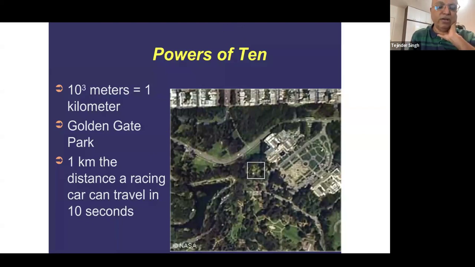Okay, so this park size is 1 kilometer by 1 kilometer. Now let's make it bigger. So Hindi is preferred.